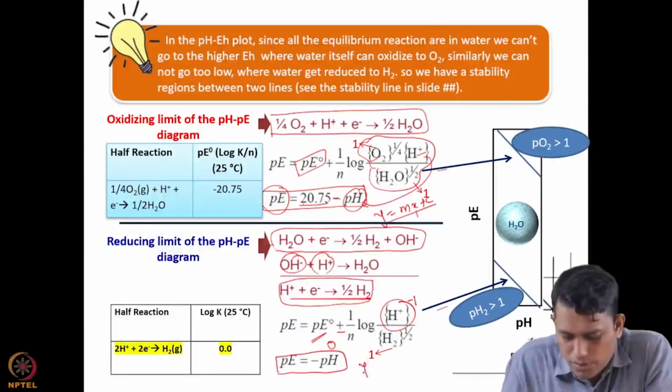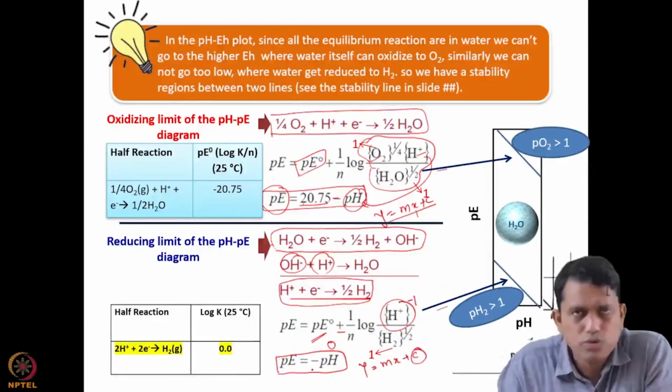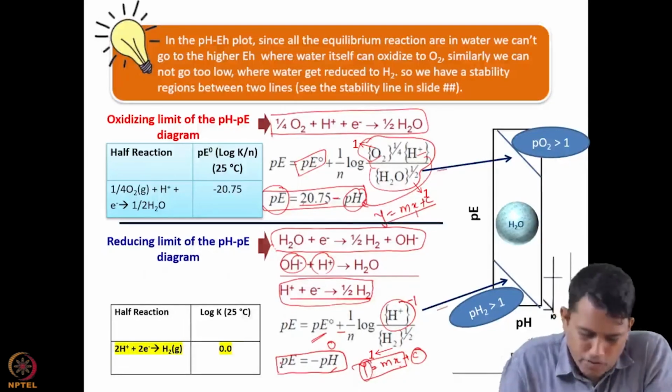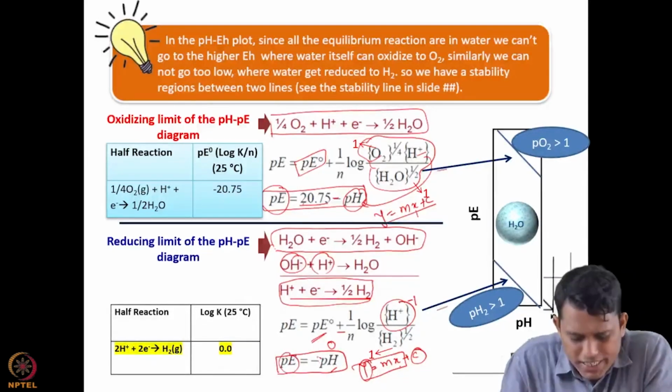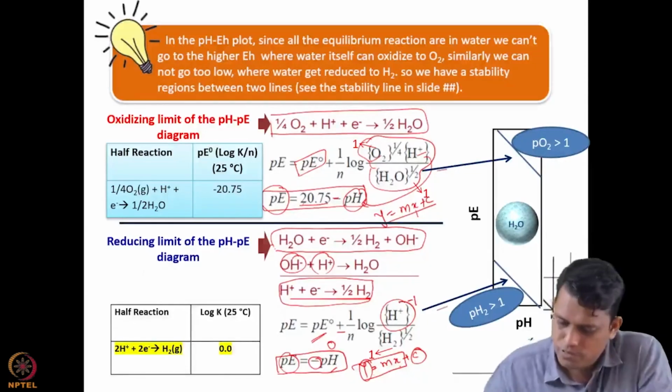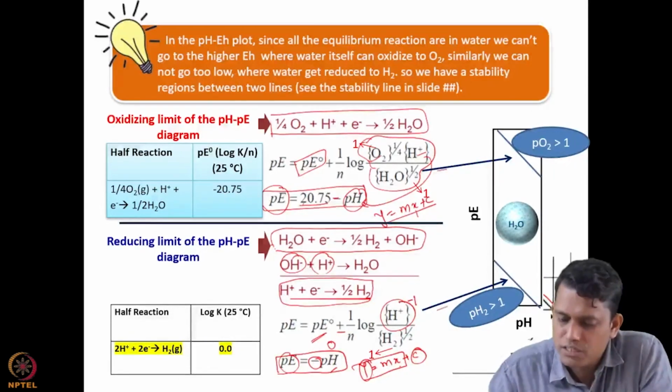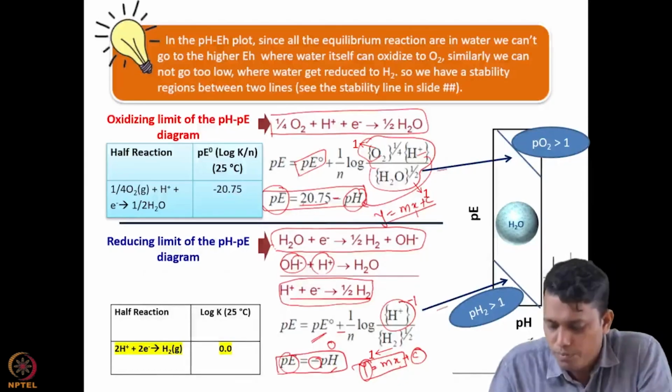So here again, if you compare with y is equal to mx plus c, c is not there, where x is nothing but pH and y is your pE, you are again getting a negative slope. This is it. So now this is my boundary. Why the boundary? Because if you have a pE value above this range, it can oxidize my water. And if you have a pE value below this range, it can reduce my water.